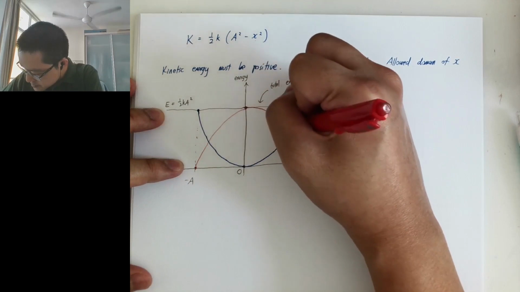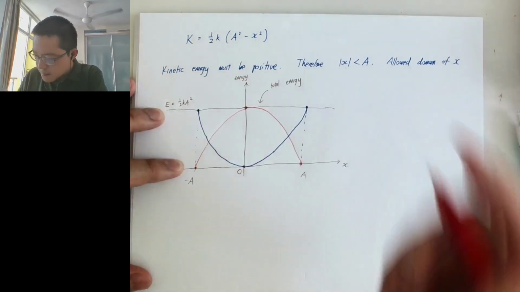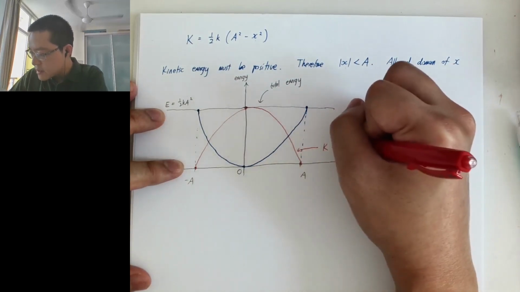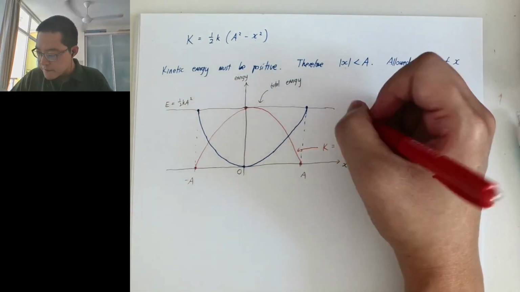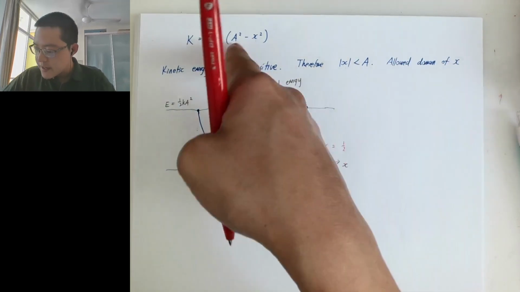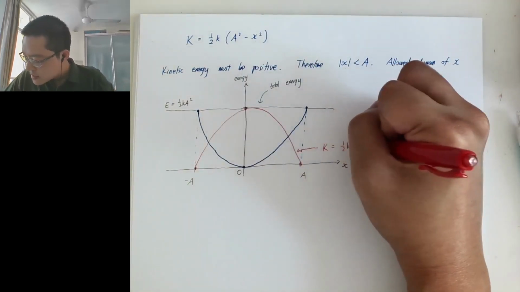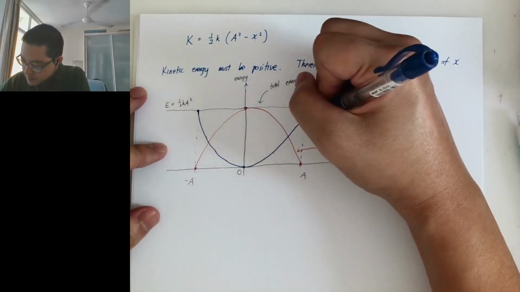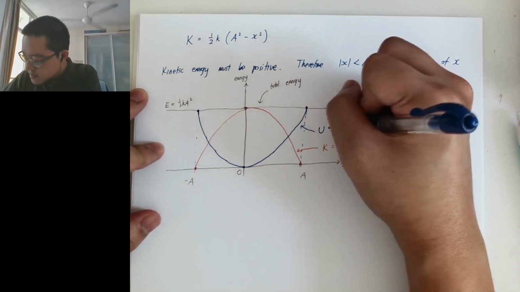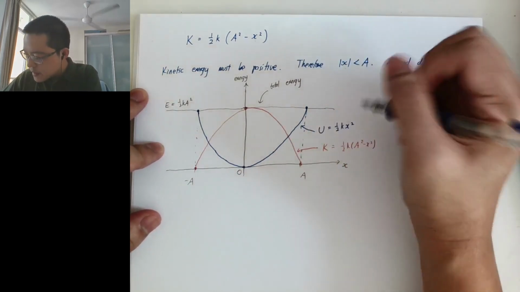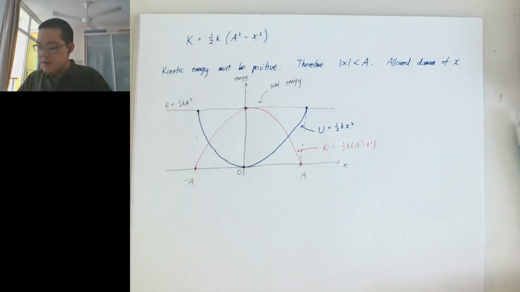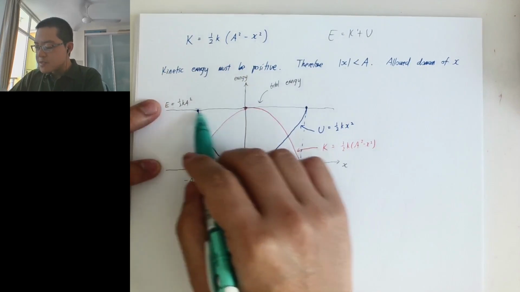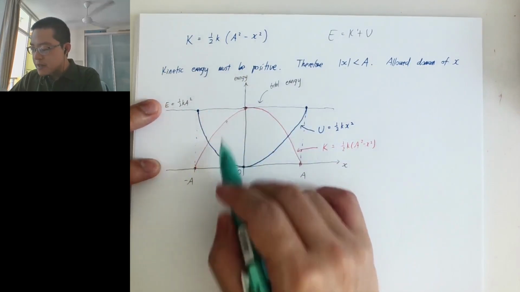I'm trying to make it look nice, so I got this. This graph is the kinetic energy, K equals half k times a squared minus x squared, and this graph is my potential energy graph. U is equal to half kx squared, right? And of course, my total energy is K plus U. So K plus U, this value plus this value always add up to this, right?